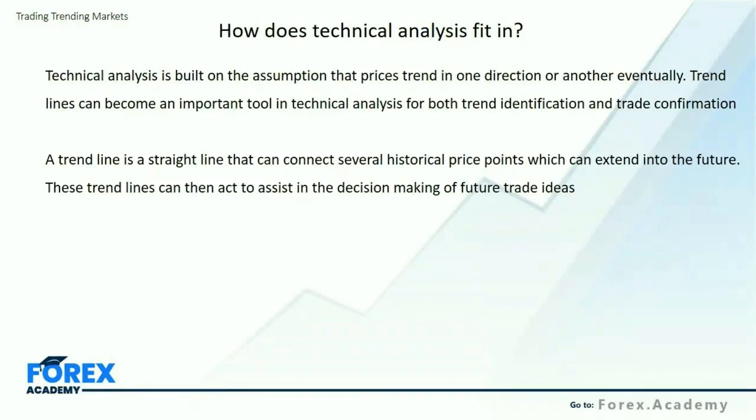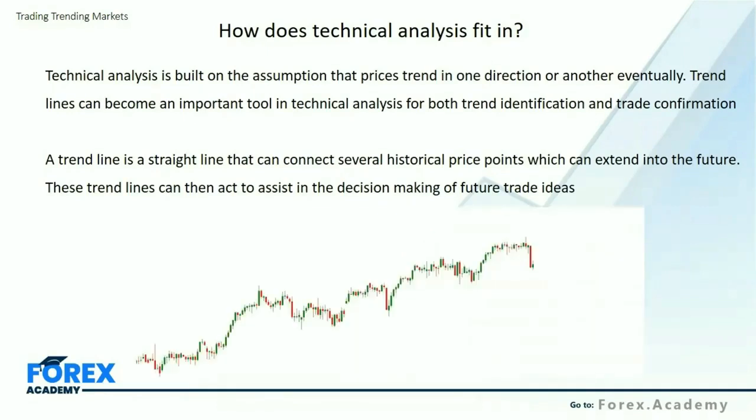A trend line is simply a straight line that can connect several historical price points which can extend into the future. So these trend lines can then act to assist in the decision making of future trade ideas. So this is the chart I was referring to, and James can do his technical analysis. He can apply his trend lines on this particular chart, and we can see that it's in an uptrend. We can see that this price is very, very clearly moving to the upside.